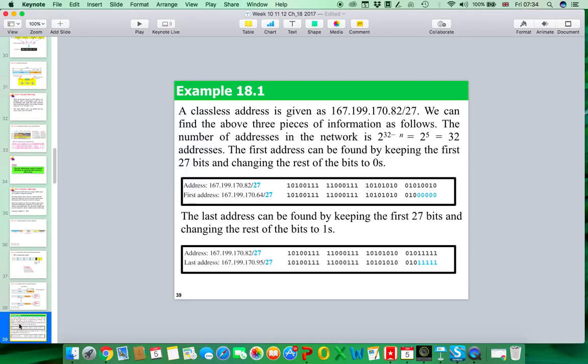Now in here we have the example. A classless address is given as 167.199.170.82 with a subnet mask of 27. In this case, we want to know the first address and then the last address. So let's do this.